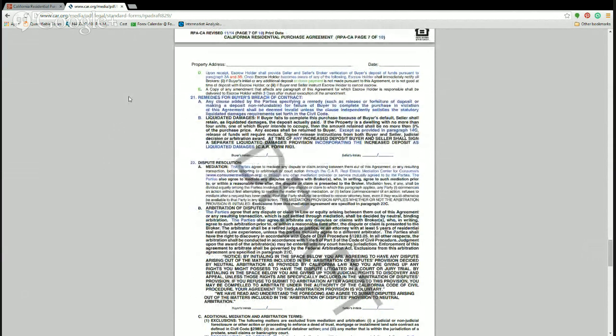Here's the remedies again. Any clause added by the parties specifying a remedy, such as a release or forfeiture of deposit or making a deposit non-refundable, so if you're trying to make the money go hard for failure of buyer to complete the purchase in violation of this agreement, shall be deemed invalid unless the clause independently satisfied statutory liquidated damages requirements set forth in the Civil Code.